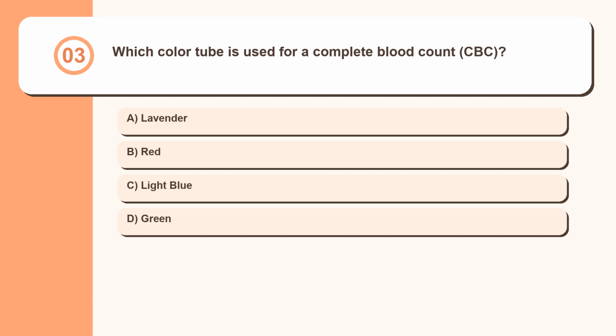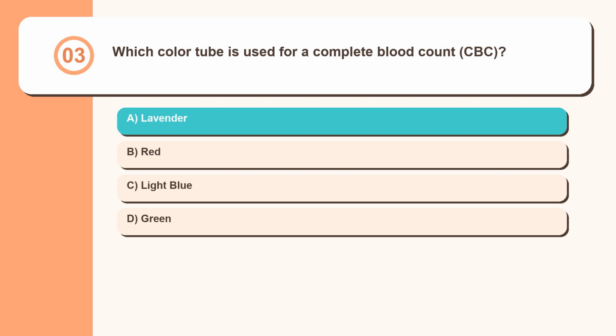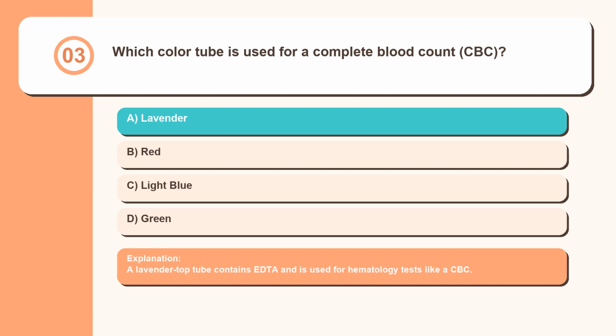Question 3. Which color tube is used for a complete blood count, CBC? Lavender, red, light blue, green. A lavender top tube contains EDTA and is used for hematology tests like a CBC.